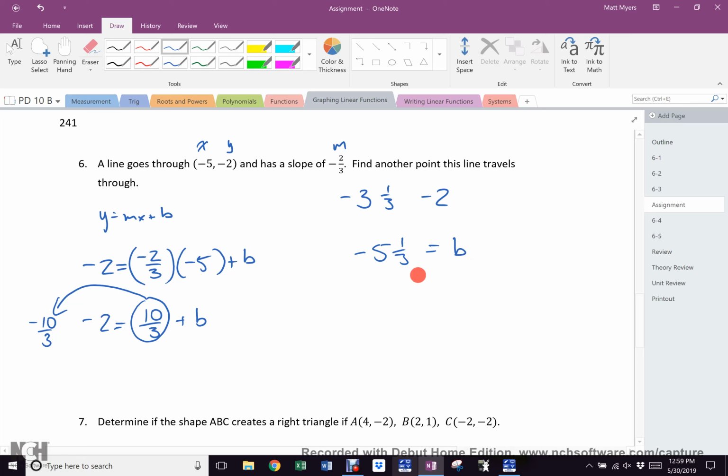So now you can give me the equation of the line, right? Which is y equals negative 2/3 x minus 10/3, correct? Now you could find any other point, couldn't you? Because you can choose what you input, right?